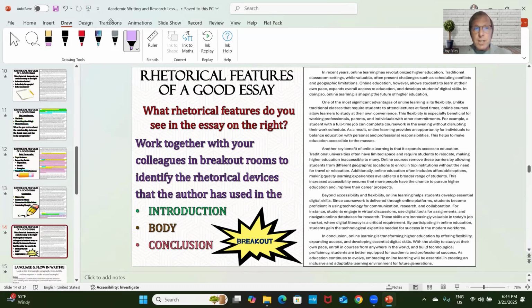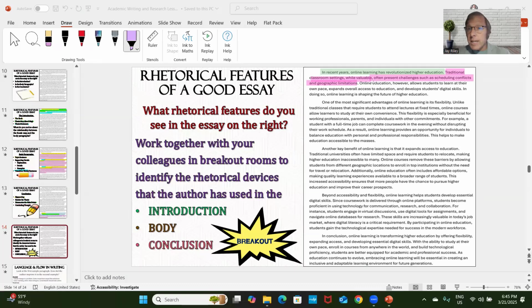As we look at the introduction here, we can see that we've got our hook. Online learning has revolutionized higher education. Revolutionized is a very strong word. I'm engaged. I want to know, how has it revolutionized higher education? The author does mention traditional classrooms as being valuable, but he outlines some of the challenges that they present.